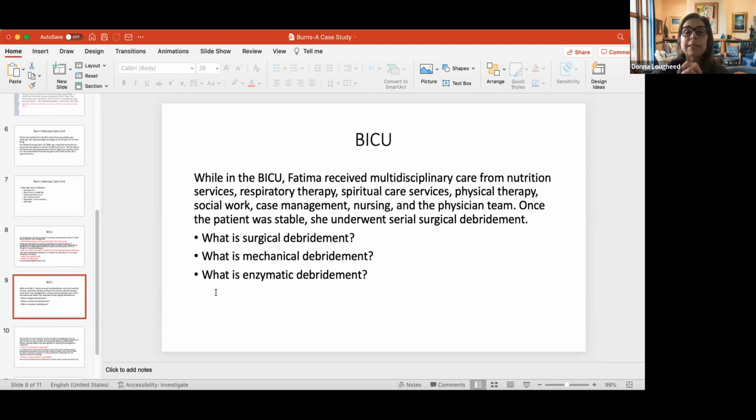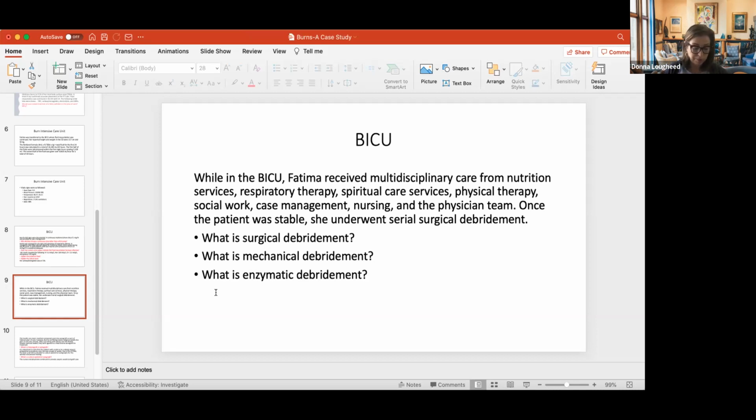So while she's in the BICU, she has received multidisciplinary care from nutrition, respiratory, spiritual care, and physical therapy. Once the patient was stable, she underwent serial surgical debridement.